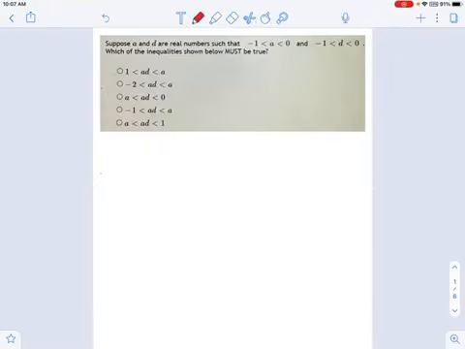My job here is to figure out, without knowing what A and D are, what the relationship is between A times D and A, or A times D and 0, and so on. I need to know which one of these statements below is true and which 4 of them are false. So we're given not a whole lot.